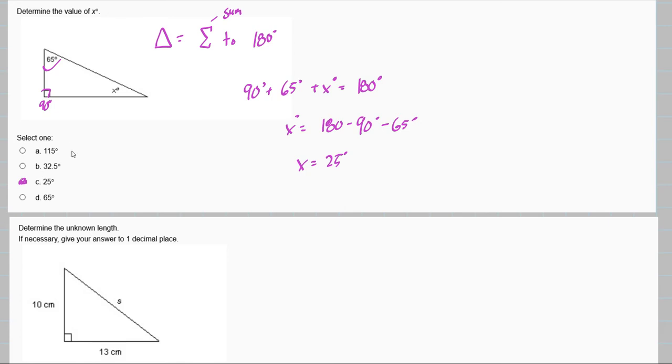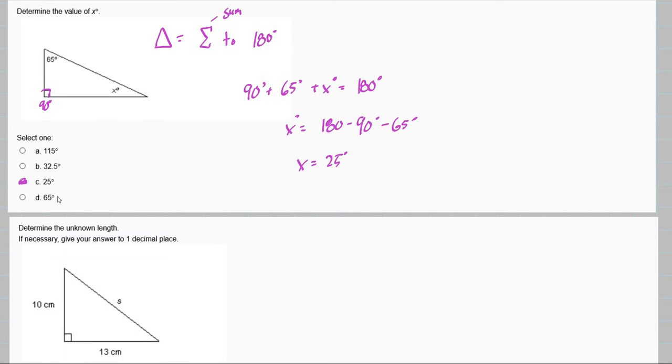Looking at our choices here, we can at least knock out A without even looking, because 115 is way too big. If we took just 115 plus 90, that'd already be 205 degrees, which is more than is in the whole triangle. Plus there's a 65 waiting up here. Way, way, way too big. So we know A is the craziest answer here.